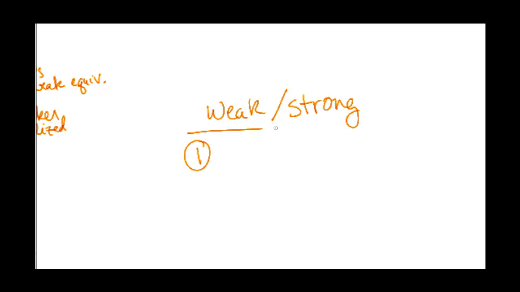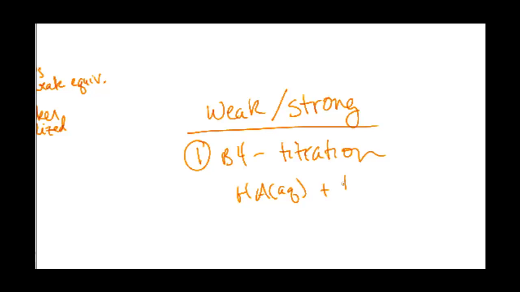So step one for that one, if we're doing before the titration, you're going to have to do a RICE table. So you're going to have HA aqueous plus H2O liquid, which you don't need the liquid part. Gives me A minus. And this is, if I'm doing an acid, this could have just as easily been a base over here. And here we're going to get H plus. So this is the reaction.